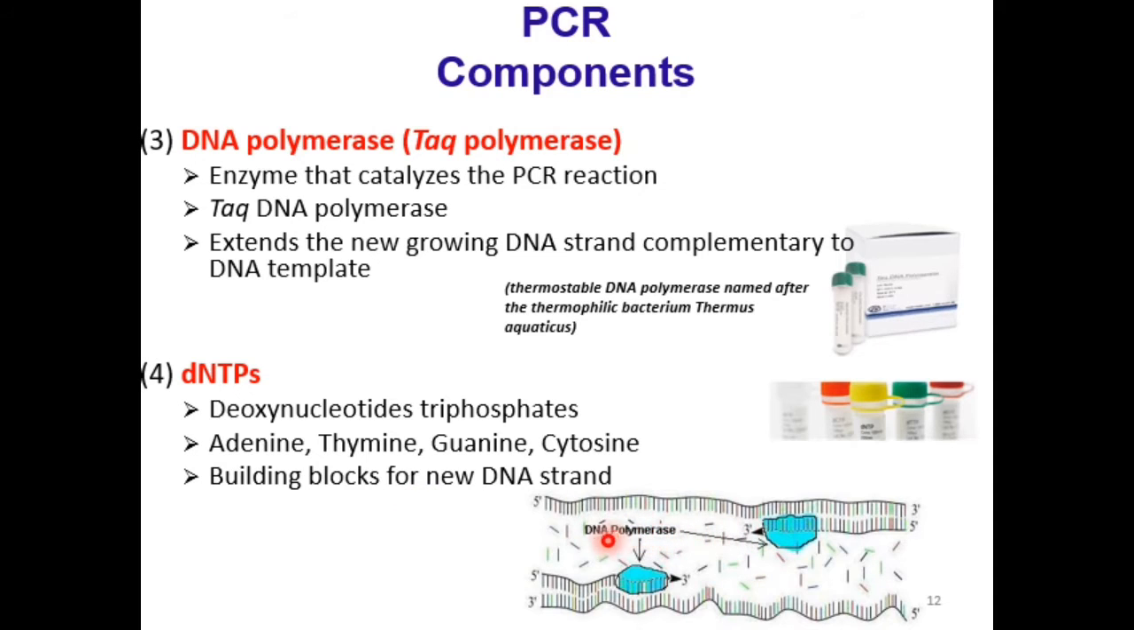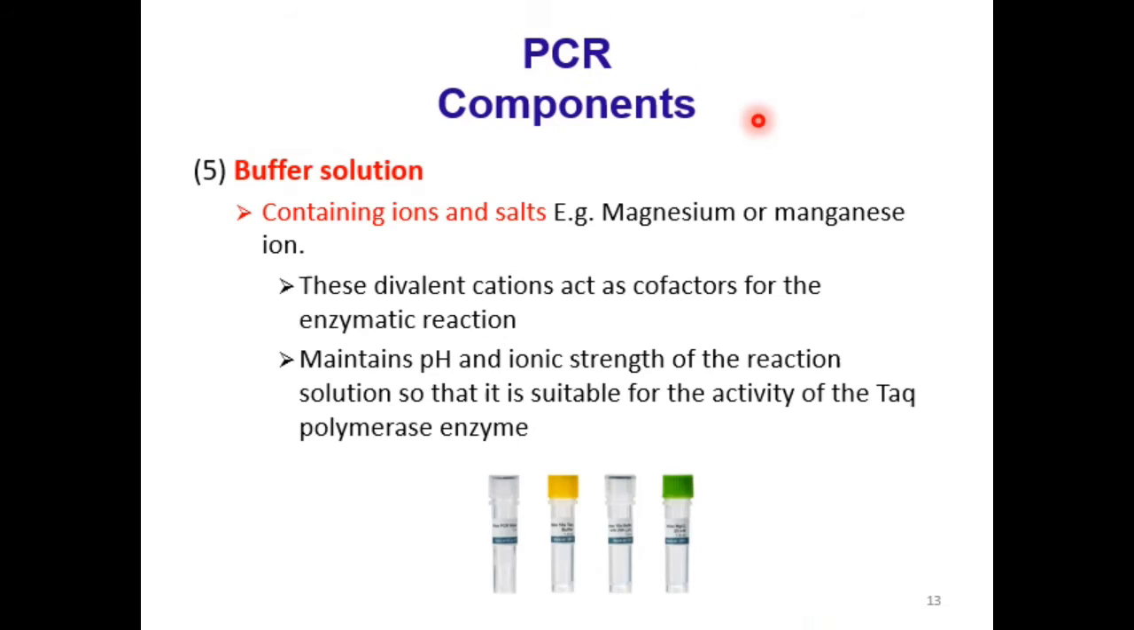Just now I said we will have a new one because we are amplifying the DNA. From where does this new DNA come? It will come from dNTPs. Which reagent will add these dNTPs? The Taq polymerase. Taq polymerase will add the new dNTPs, so it will make new DNA strands. This is done as the building blocks are added complementary to the original DNA. The next component of PCR is the buffer solution.